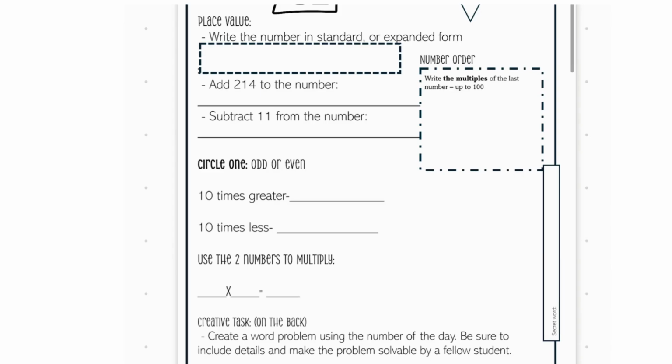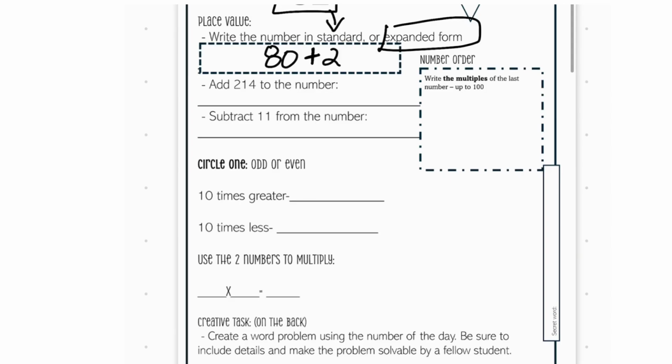So 82 has an 8 in the tens place. It has a 2 in the ones place. So we know that 8 tens equals 80, and we know that 2 ones equals 2. So we're writing this in expanded form because it's already written in standard form.